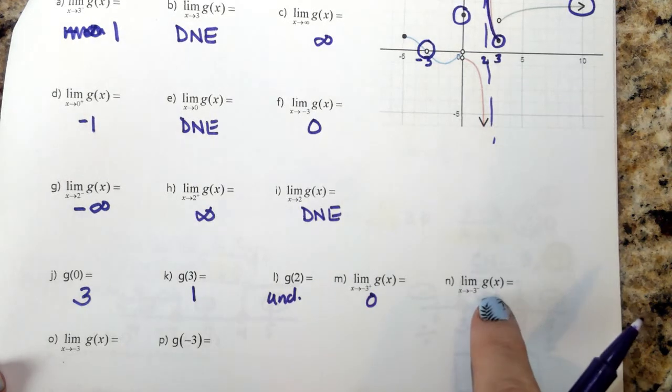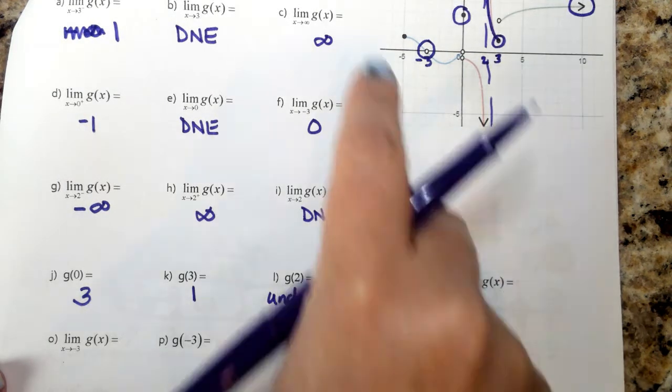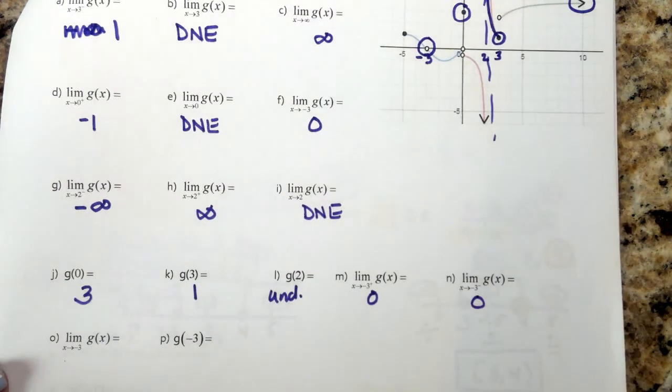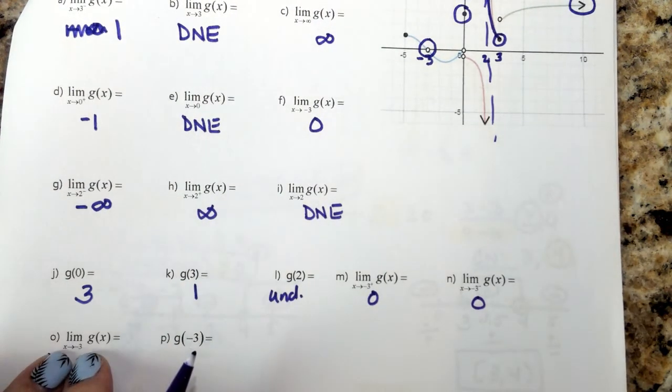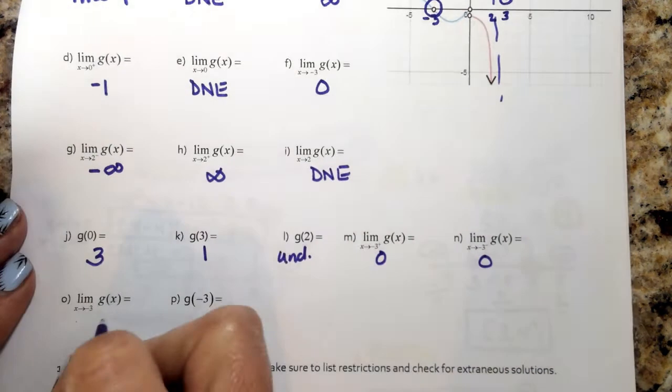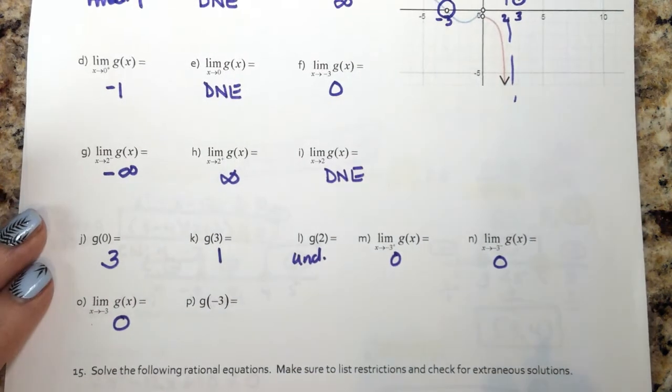The limit as x approaches negative 3 from the left. Again, we're getting really, really close to 0 without being equal to 0. So this is your two-sided limit. So the limit as x approaches negative 3 from the left and from the right are the same value. So this limit does exist at 0.